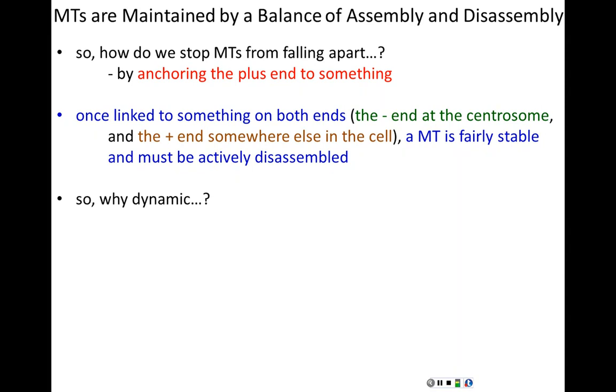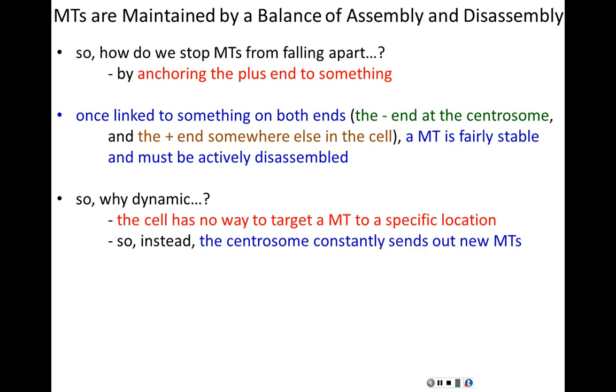So now we get to the idea of dynamic. Why are microtubules dynamic? The dynamic nature of microtubules is actually quite ingenious. It is a waste of energy, but it's the only way to accomplish a special feat. See, the cell has no way to target microtubules to specific locations. That's a function that just doesn't exist in the cell. If the cell wants to send a microtubule from the centrosome to the cell membrane, it can't do that intentionally. It can merely start making a microtubule. So the centrosome is constantly sending out new microtubules in all directions at all times.